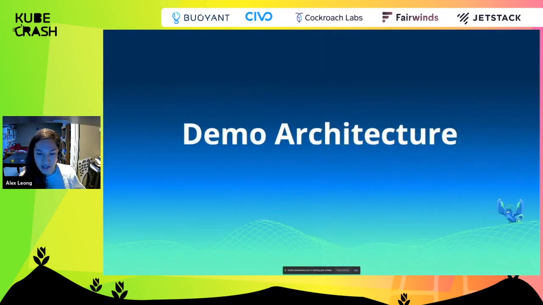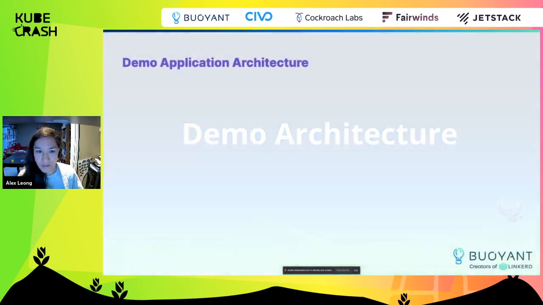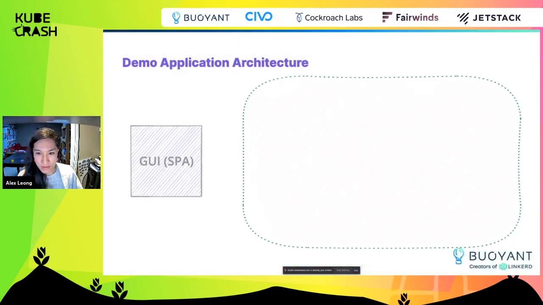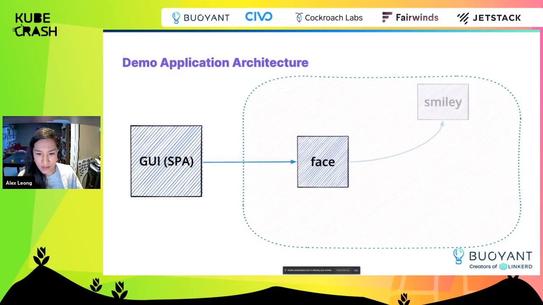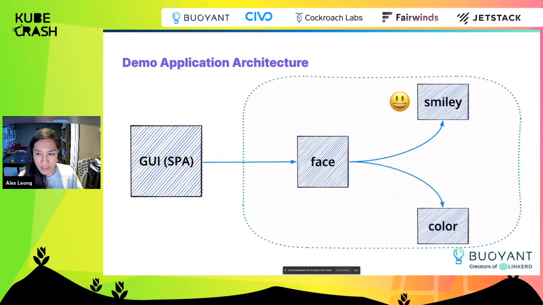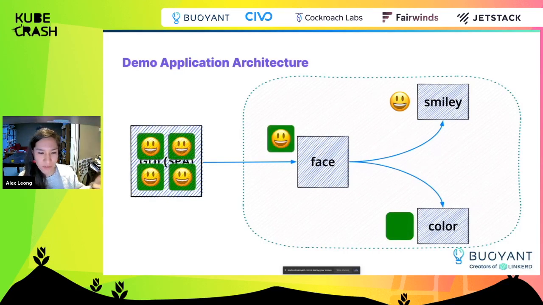So let me show you this in action. Here's the demo architecture that I think we've been looking at all day. There's the faces application. This is a microservice infrastructure where we've got a main face application, and it calls two different backends, Smiley and Color. And we have the browser, of course, which calls into the cluster to reach the face service and get this web page.